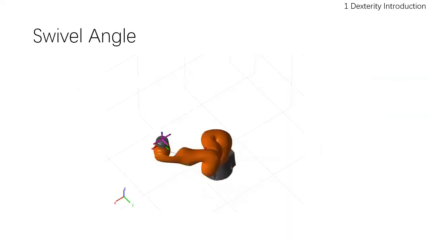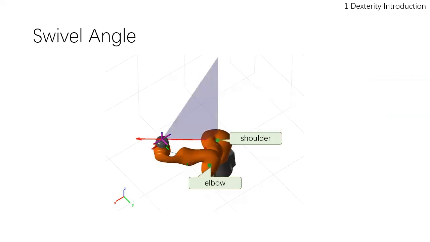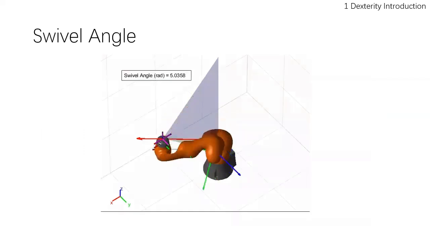nullspace. We introduce an additional description of nullspace, the swivel angle. Observing the configuration, the robot can have a vertical reference plane and a shoulder, elbow, wrist moving plane. The swivel angle is the angular difference between these two planes.